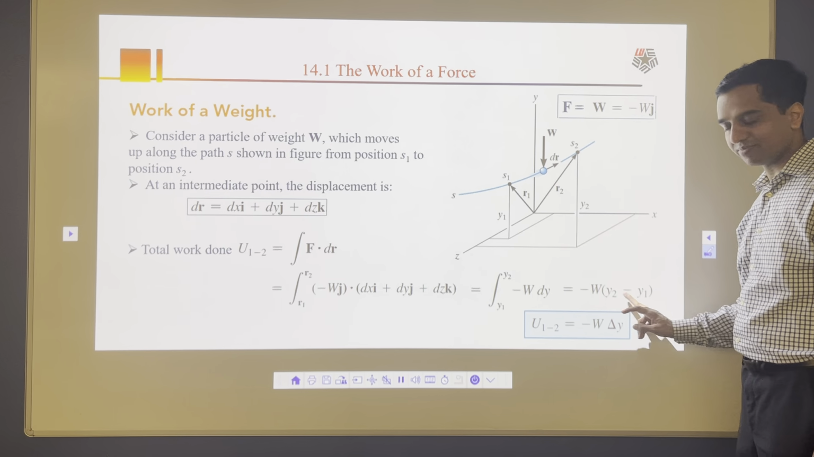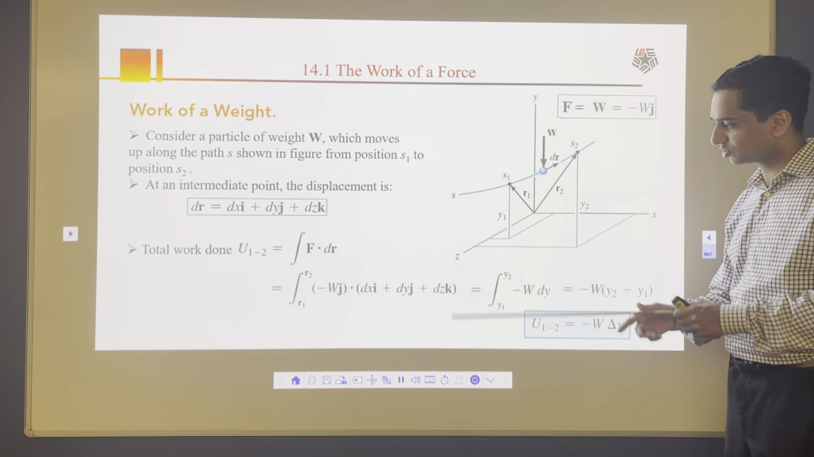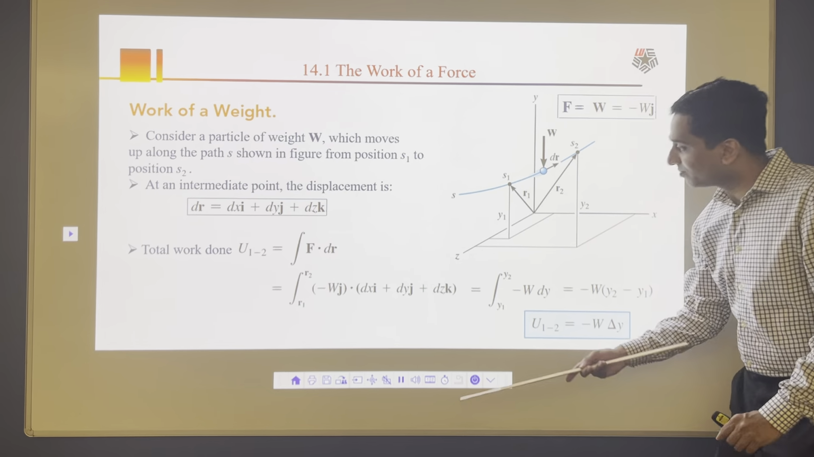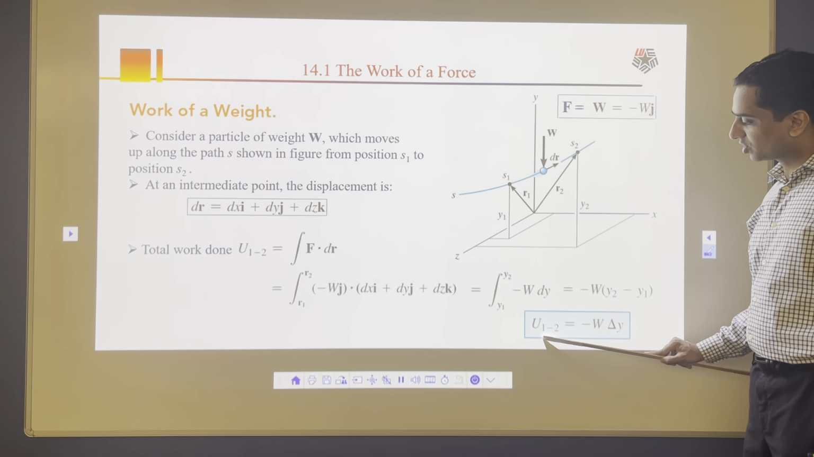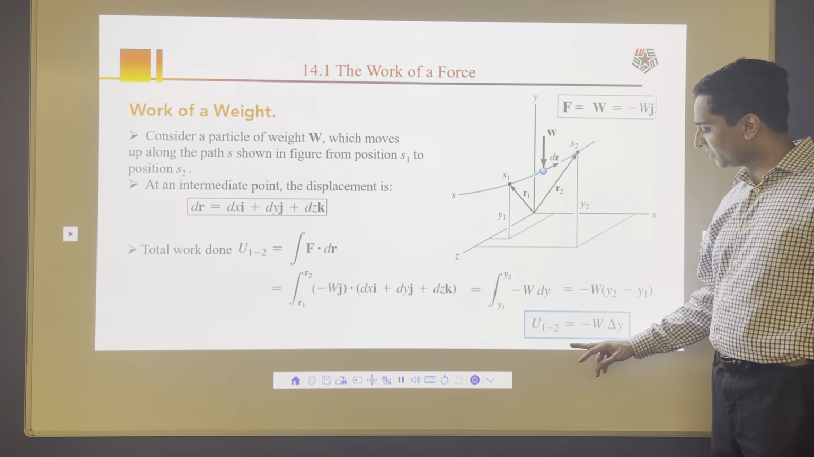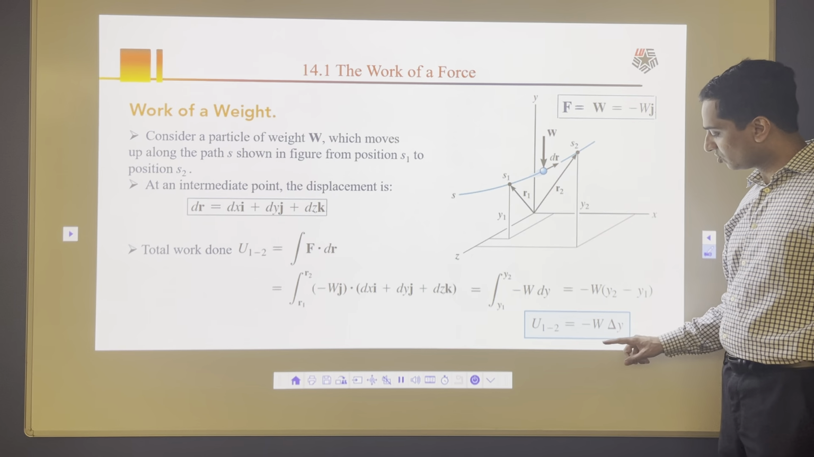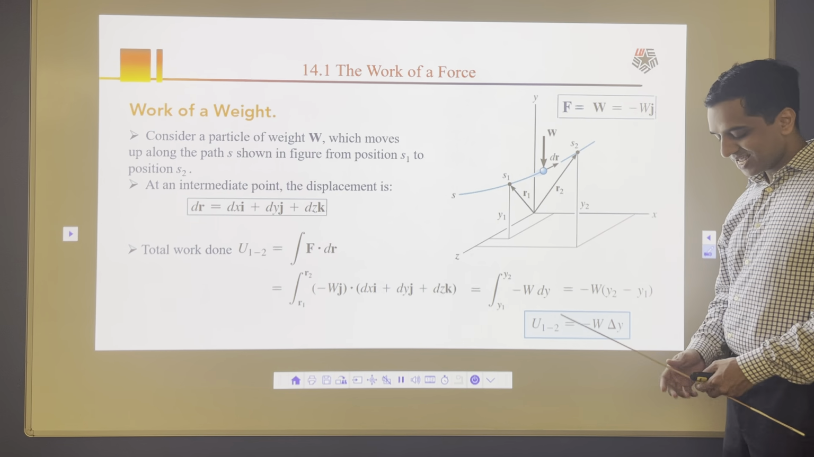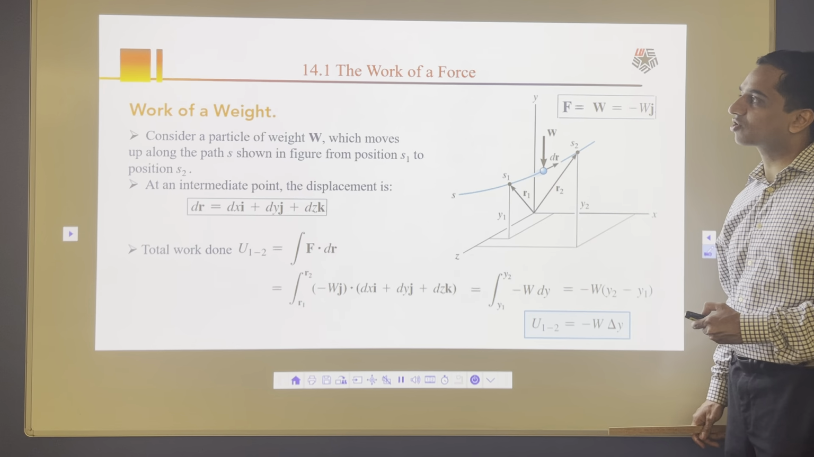So this term will become negative, negative will become positive. So something falls down, it's going to become positive, and if something goes up, it's going to become negative. So keep that in mind. Work done by gravity: downward positive, upward negative, minus W delta y, or minus W (y2 minus y1). That's the second case that we get, work of a weight.